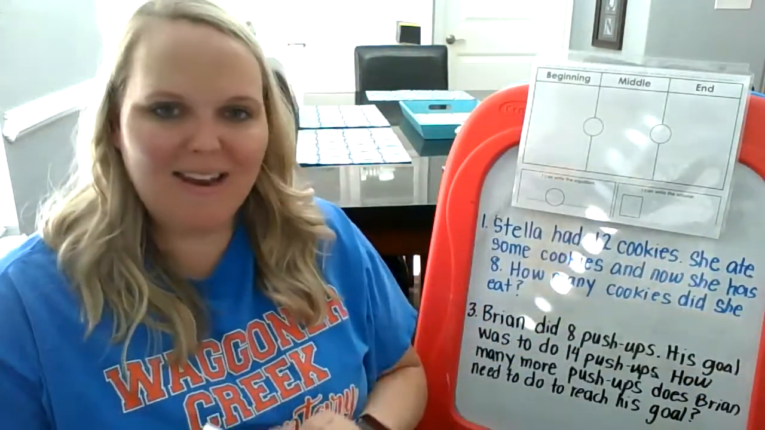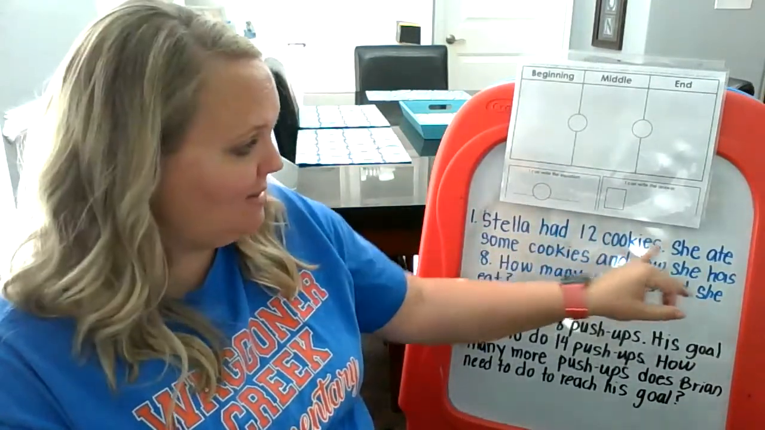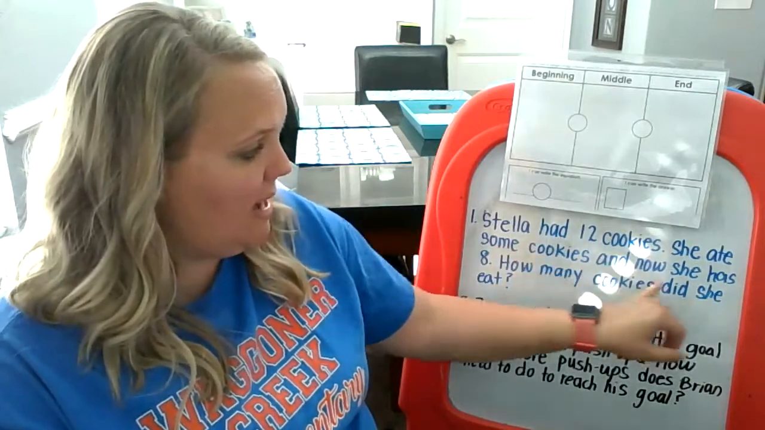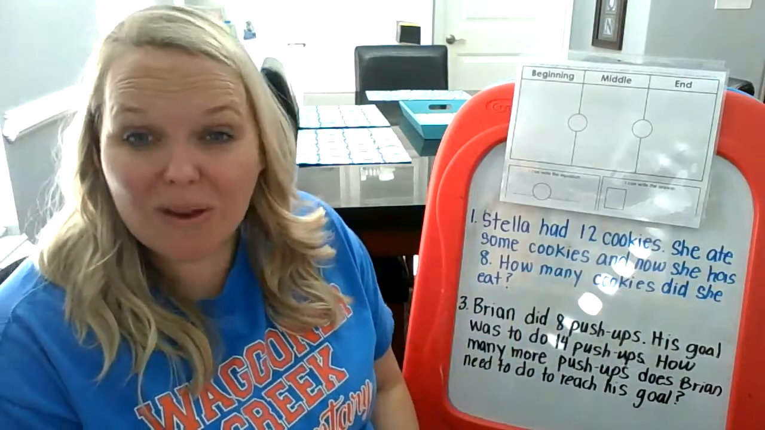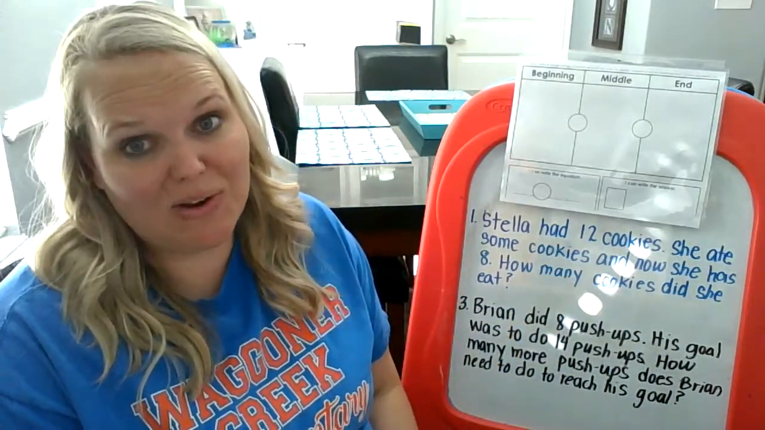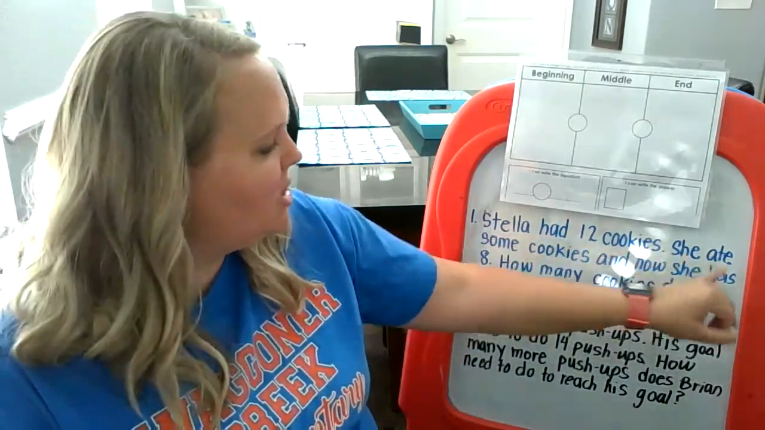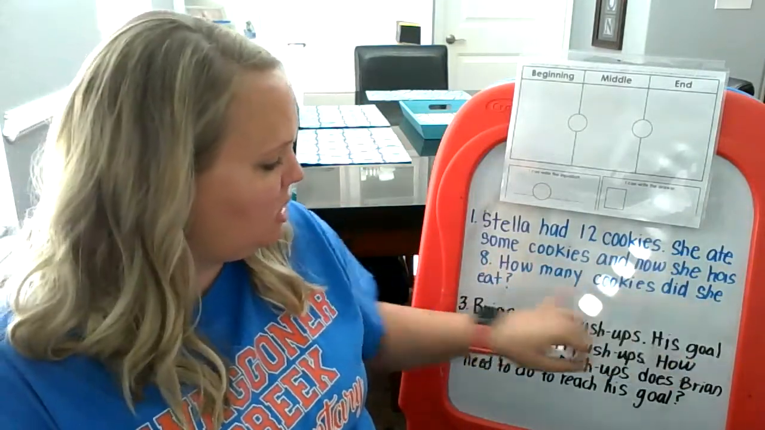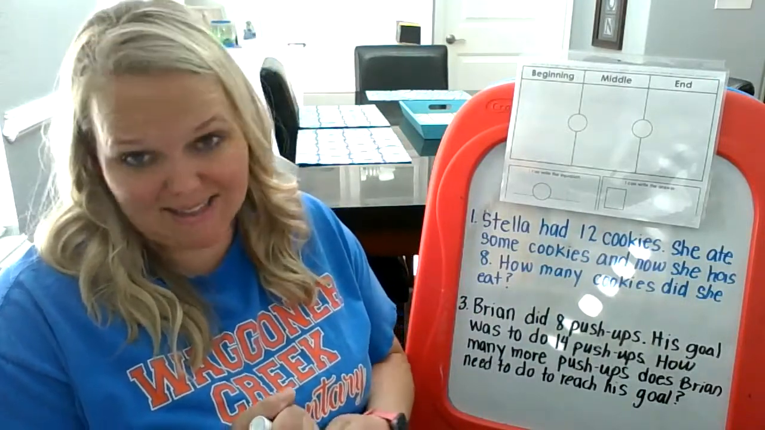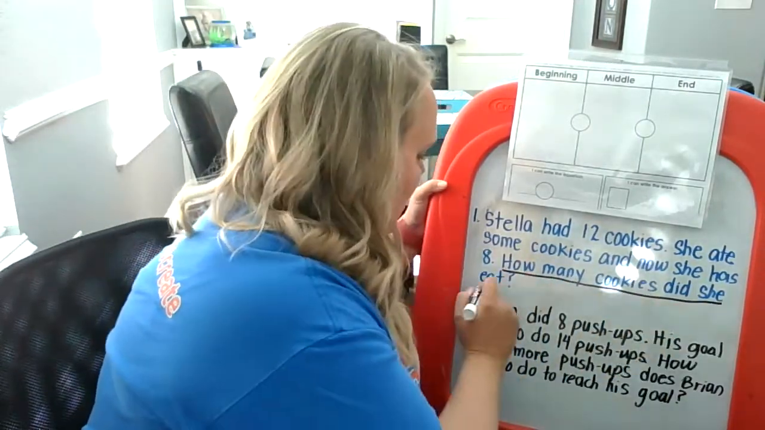All right, so looking at number 1, it says Stella had 12 cookies. She ate some cookies, and now she has 8. How many cookies did she eat? Well, now that I've read it once, I always need to reread it, okay? So I want you to reread it with me. Stella had 12 cookies. She ate some cookies, and now she has 8. How many cookies did she eat? My first thing I need to do is underline the question. I need to know what they're asking me. My question says, how many cookies did she eat?